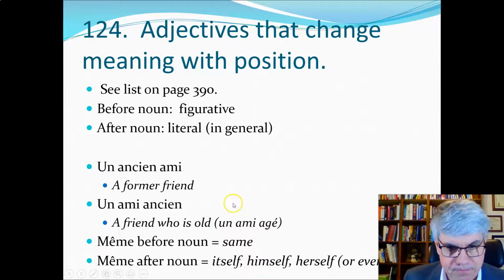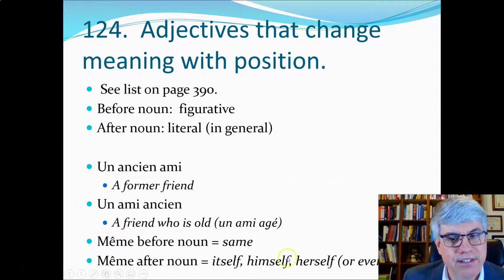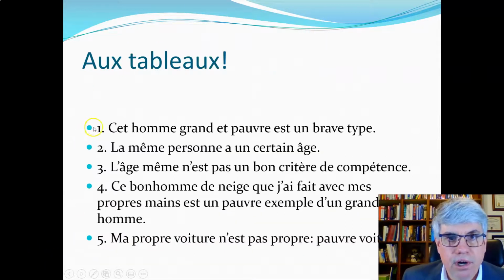Now, one of the more tricky ones is même, which before the noun means same, and même after the noun means itself, himself, or herself, or sometimes it'll mean even. So this one's kind of tricky because it's got a lot of really abstract meanings, but you'll see in the examples what's going on. So work on these translations, write them all out, try your best. Some of them are a little silly, but see what you come up with.